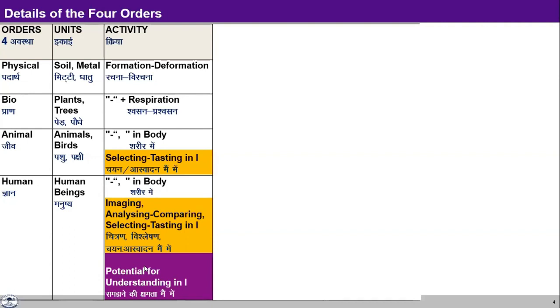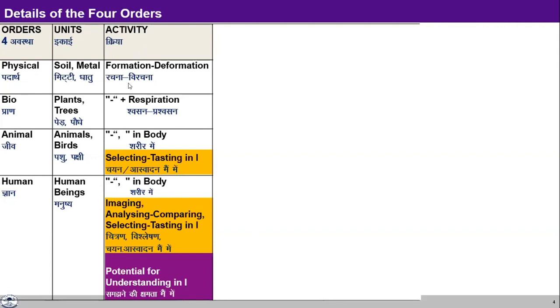But once this activity of understanding is getting activated in completeness, this kind of fluctuation is not to be seen. So this is about the activity of the self in the human being. So we looked at the activities of all these four orders.